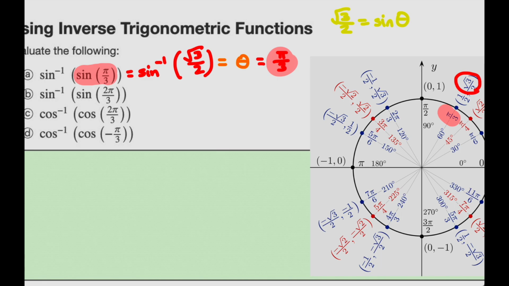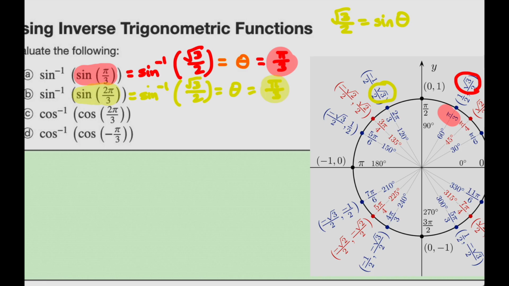We have the sine of 2 pi over 3, so I'm going to solve that one first. So I'm going to evaluate that. So it's going to be the inverse sine of the sine of 2 pi over 3. So the sine of 2 pi over 3 is right here, to be √3 over 2. So we end up with the exact same answer for this one. Set it equal to theta. We're solving for this, which is just going to be pi over 3 again.